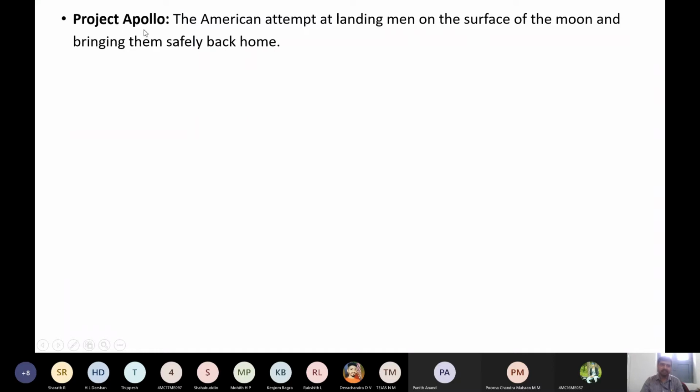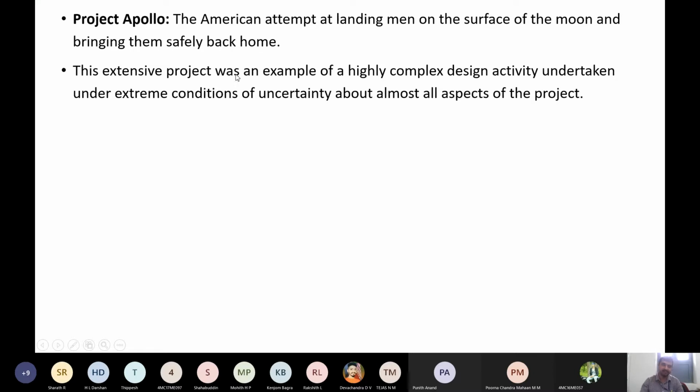The name of this project is Project Apollo, the American attempt at landing men on the surface of the moon and bringing them safely back home. It is not only about sending them to the moon, they must be brought back alive. That was the aim of the project, to send people to the moon and bring them back safely. This is the general problem statement.